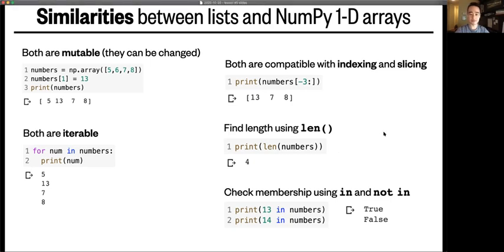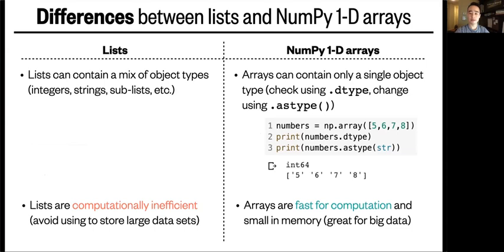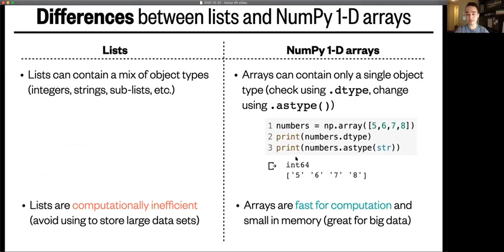But there are some major differences. Lists can hold more than one object type, as you saw before, a mix of numbers, strings, even sublists. Arrays, on the other hand, can only hold a single object type. And you can check that type using .dtype, which says here, if you run that, int64. That's basically an integer. You can also change the type of an array using the .astype function, as we've done here, converting numbers into an array of strings.